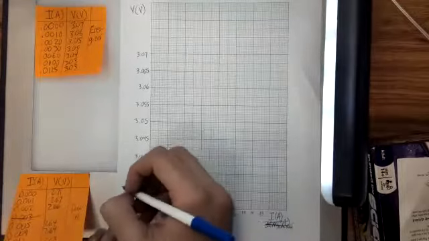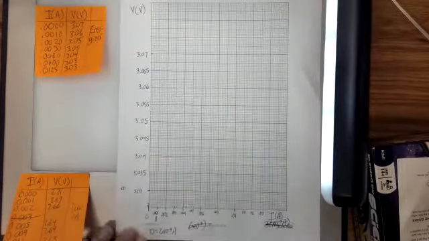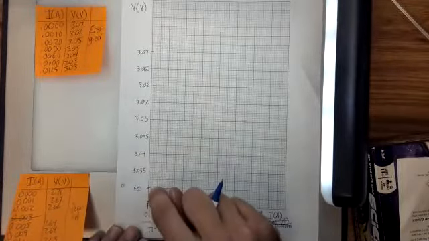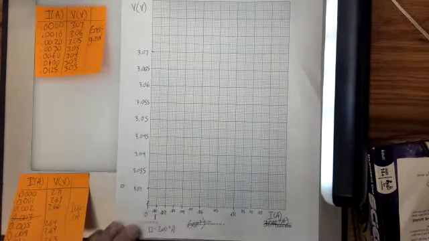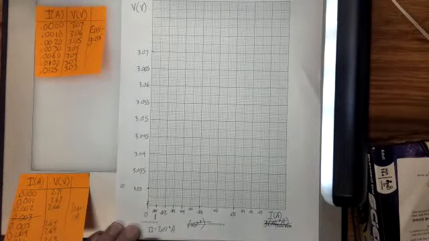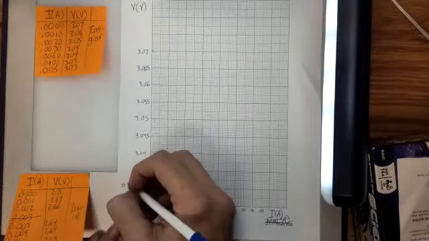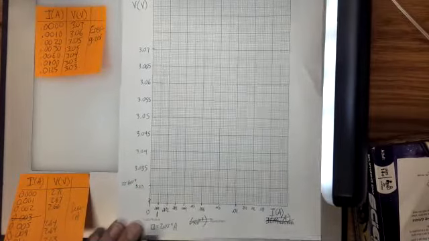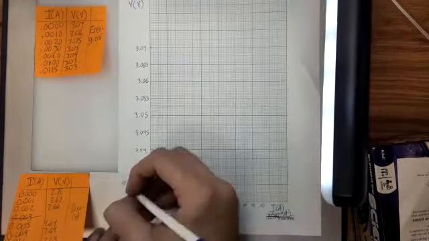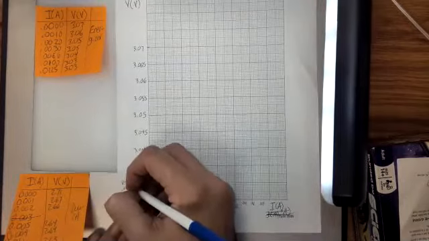Every square on the y-axis here is equal to, well, if it takes 10 squares to increase 0.005, then 0.005 divided by 10 means every square here is 5 times 10 to the negative 4. Every time I increase, it's going up by 0.0005.